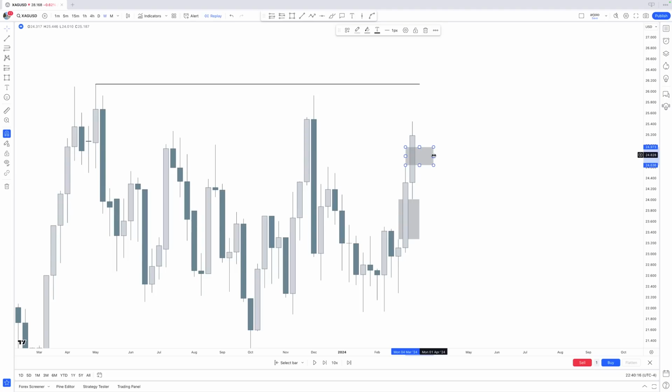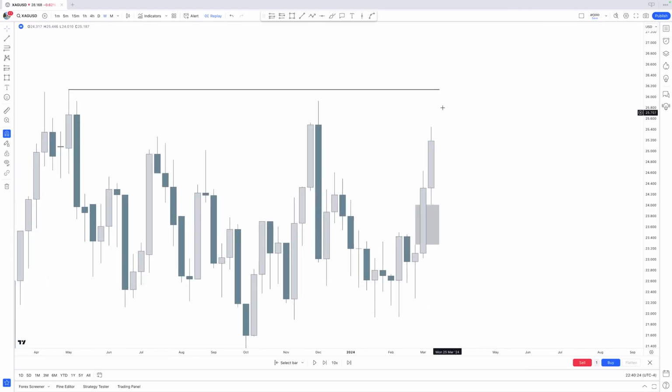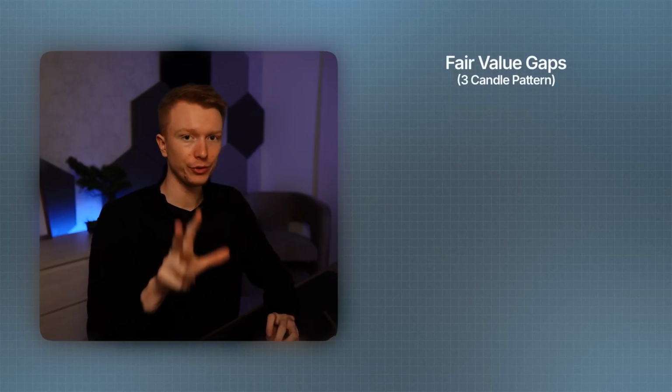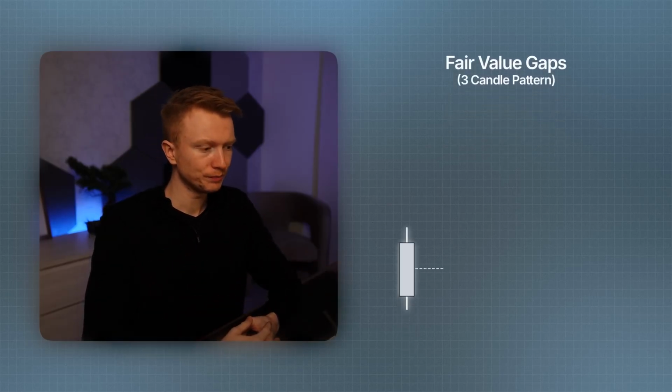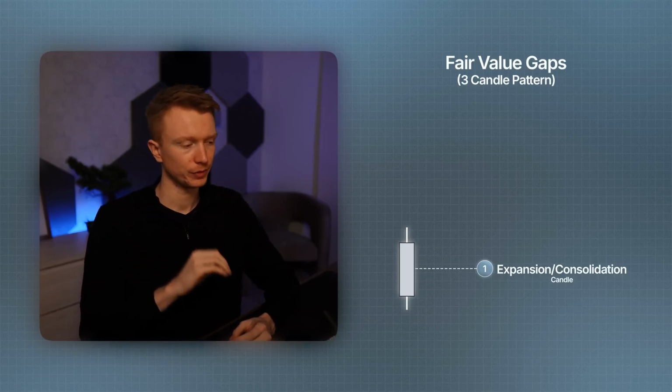So how do we know that this fair value gap is not going to have a retracement into it before we actually reach this draw on liquidity right there? Well, that is by understanding a fair value gap at a basic level. We have three candles whenever we create a fair value gap. The first candle can do whatever it wants to. It's not super relevant what it does. It can be an expansion, it can be a consolidation, it doesn't really matter.